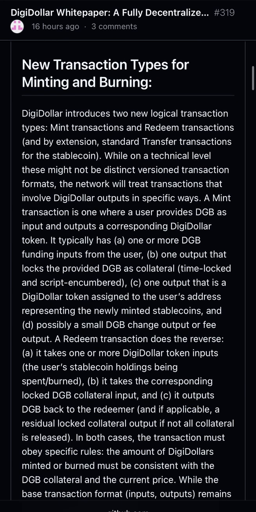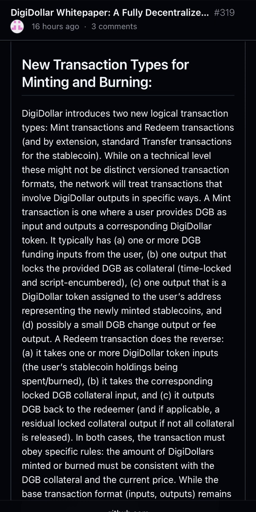New transaction types for minting and burning. DigiDollar introduces two new logical transaction types, mint transactions and redeem transactions, and by extension, standard transfer transactions for the stablecoin. While on a technical level, these might not be distinct version transaction formats, the network will treat transactions that involve DigiDollar outputs in specific ways. A mint transaction is one where a user provides DGB as input and outputs a corresponding DigiDollar token.